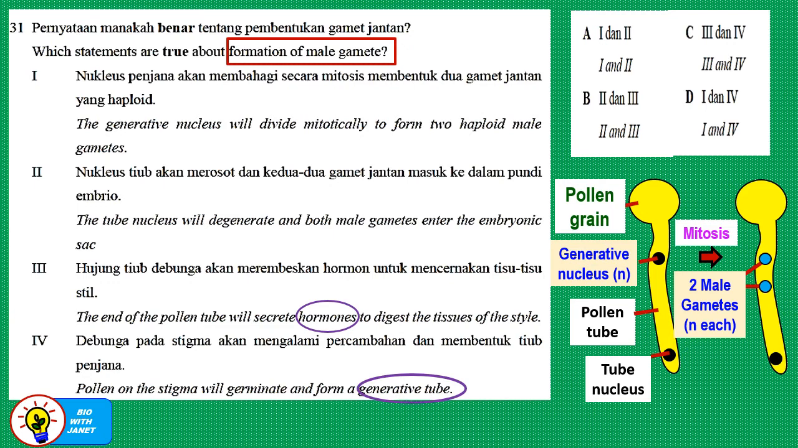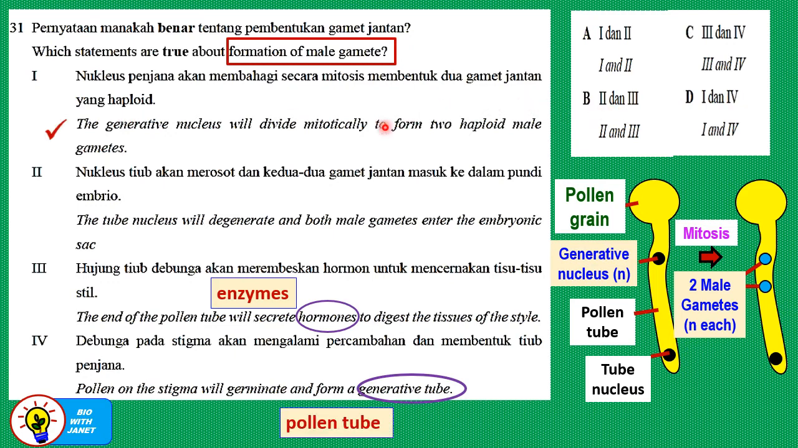Question 31. Which statements are true about formation of male gametes? Firstly, the generative nucleus will divide mitotically to form 2 haploid male gametes. Okay, so underline generative nucleus, mitotically, 2 haploid male gametes. Now this occurs when the pollen grain has landed on the stigma of a flower and it has grown a pollen tube downwards, like in this picture. So inside at first there is the generative nucleus and the tube nucleus, right? The tube nucleus is near the tip of the pollen tube, leading the way. Then what happens to the generative nucleus? Yes, it will divide by mitosis to form 2 haploid male gametes, as in this picture. So number 1 is correct. The generative nucleus will divide mitotically to form 2 haploid male nuclei.